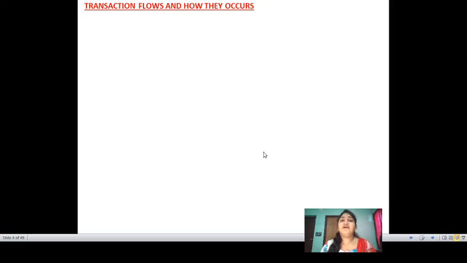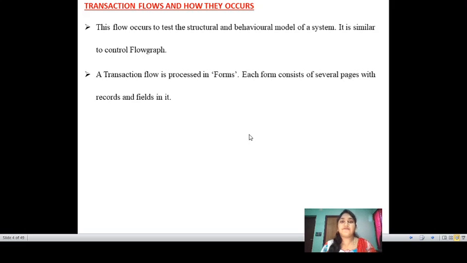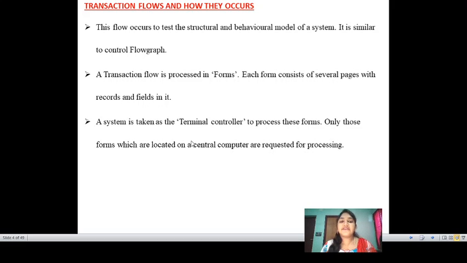Next, coming to how the transaction flow occurs. Mainly, the transaction flow is used to test the structural and behavioral aspects of a system. It is similar to the control flow graph. Generally, a transaction flow is processed in forms. Each form consists of several pages with records and fields, defining the information recorded about the transaction. A system is taken as a terminal controller to process these forms.